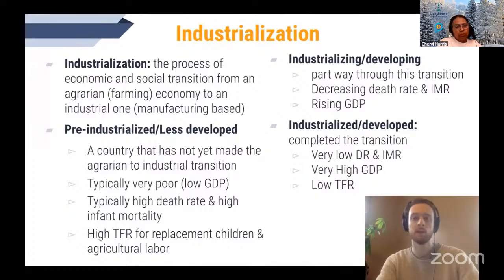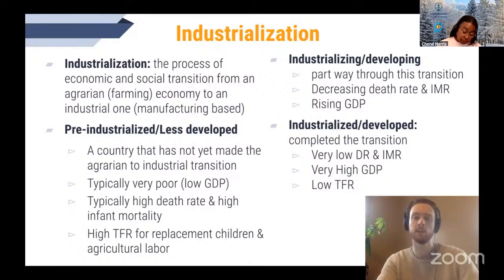They have decreasing death rates and infant mortality rates, increasing GDP, but there are still portions of their population that are living in agrarian societies. And finally, we have fully industrialized or developed nations. These are ones who've completed this transition, and they have low death rate and infant mortality rates, very high per capita GDP, and very low TFR.